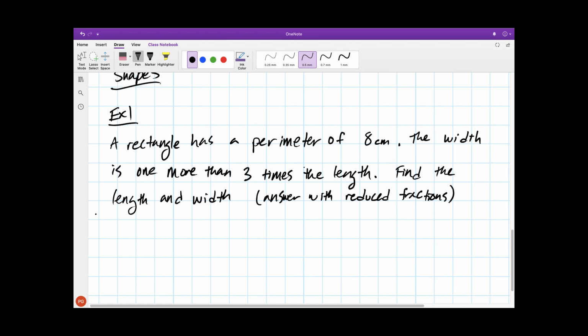So our first example is a rectangle with a perimeter of 8 centimeters. The width is 1 more than 3 times the length. Find the length and the width. We want to answer with reduced fractions.